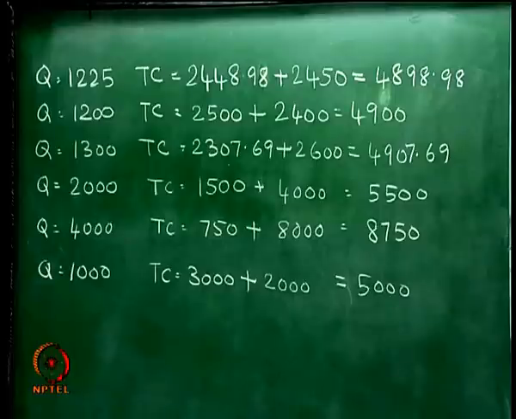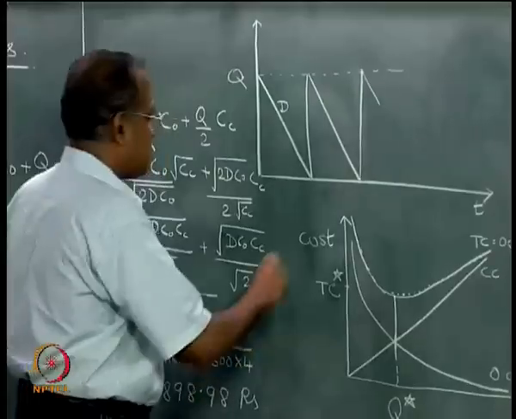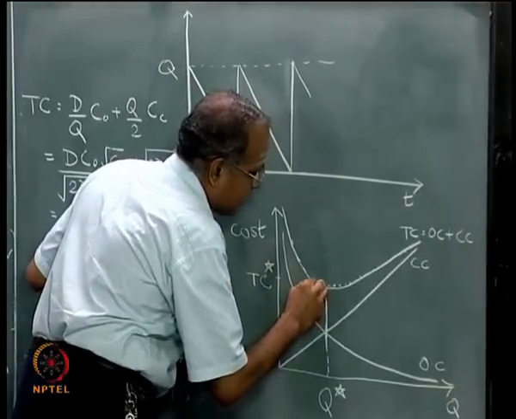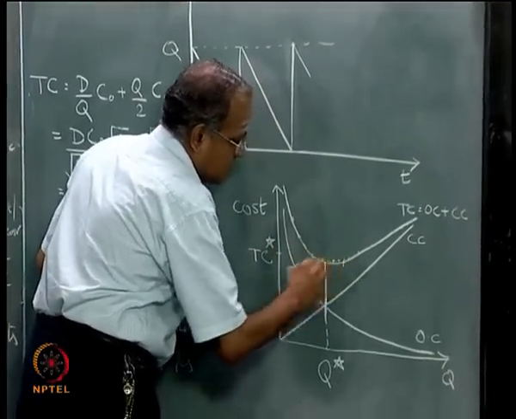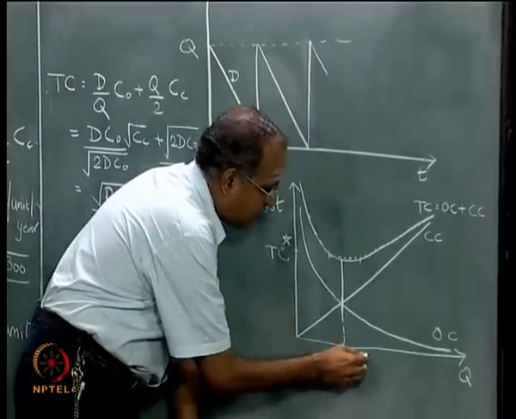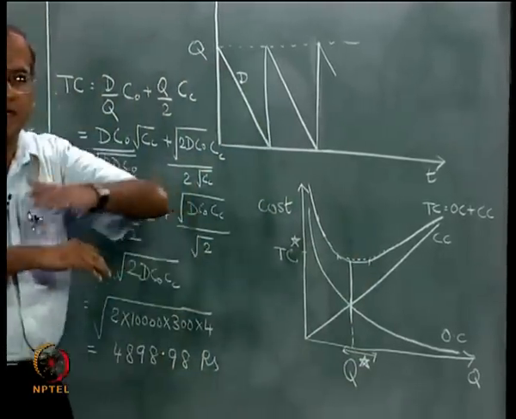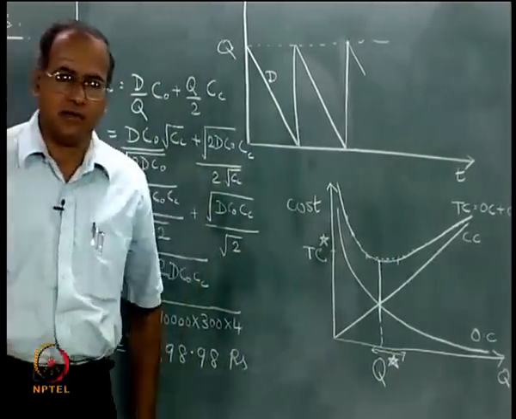which also shows that the total cost curve is kind of flat near the optimum, which is what we have tried to show here. It is quite flat in this zone. So, even if you play around with Q roughly in this area, the TC does not increase very significantly.